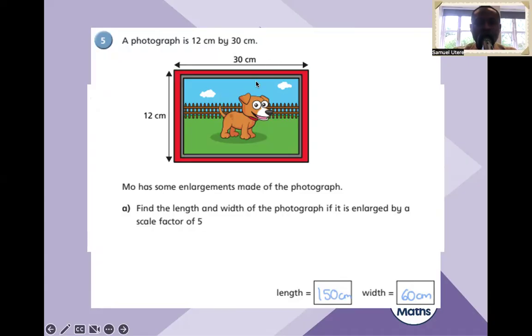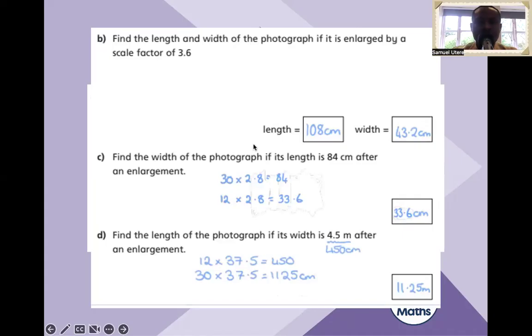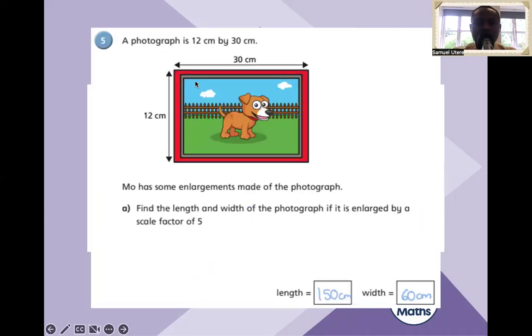If it has been enlarged by a scale factor of 5, then the scale factor will multiply the length to get the corresponding length of the enlarged photograph. So 30 times 5 will be 150 and 12 times 5 will be 60. And here are the answers for B, C, and D. We're asked to find the length and width of the photograph if it is enlarged by a scale factor of 3.6. We simply multiply 3.6 by the corresponding length and the corresponding width.